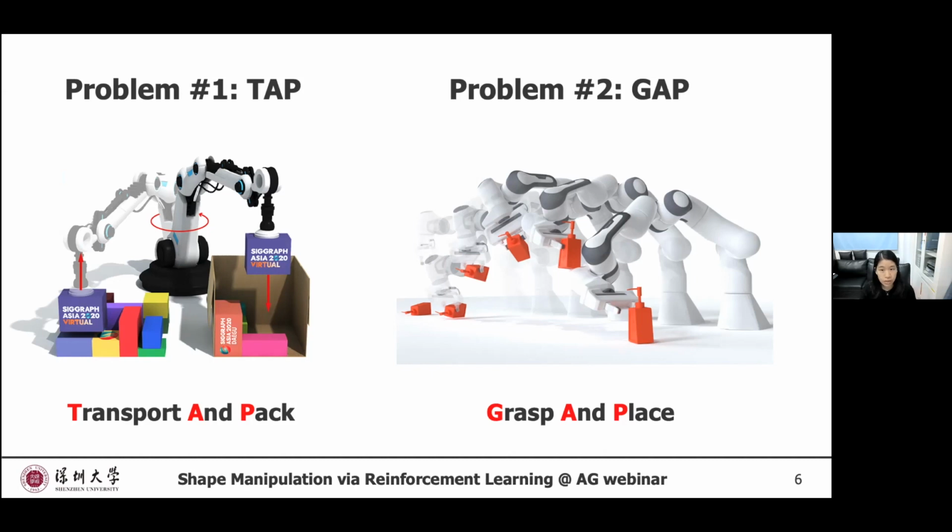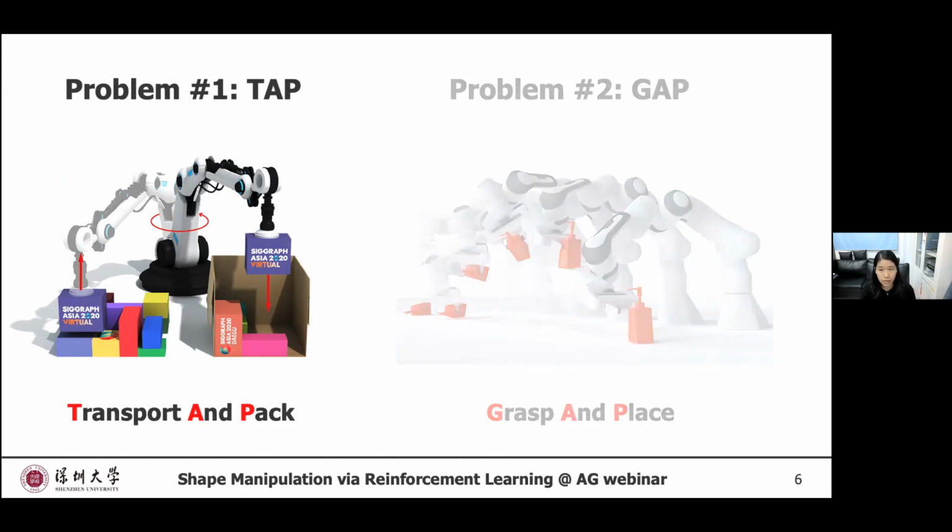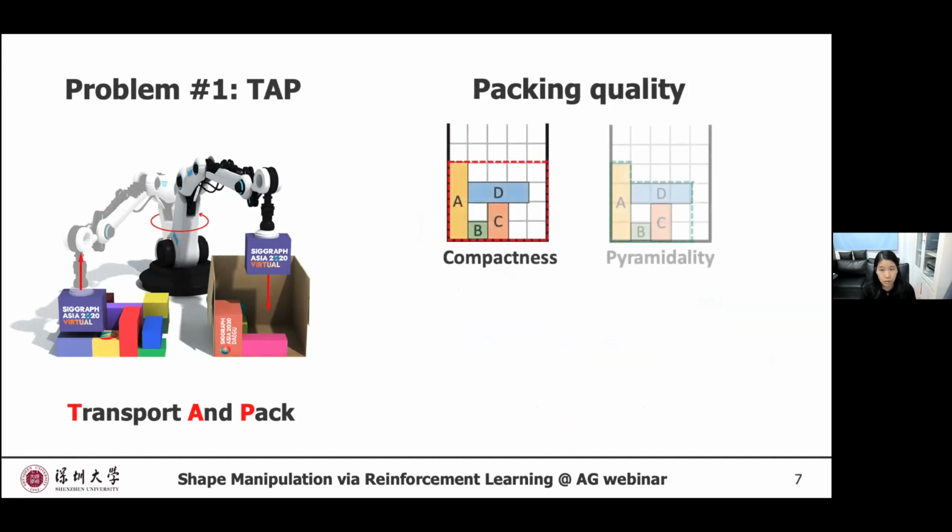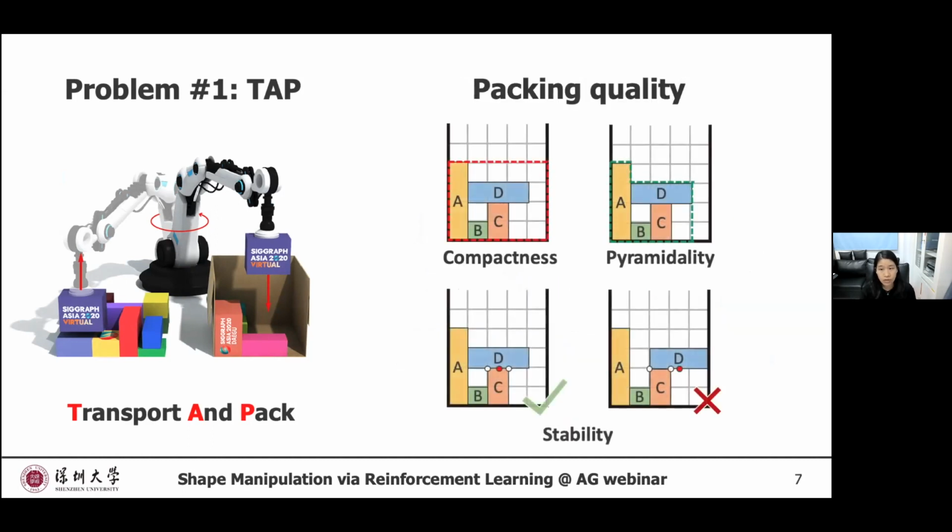For the first problem, I just mentioned that the final goal is very clear. That is to find a good packing for a set of given objects. So we first define a metric to evaluate the final packing quality, consisting of compactness, pyramidality, and stability, which I think are quite intuitive and standard for packing problems.